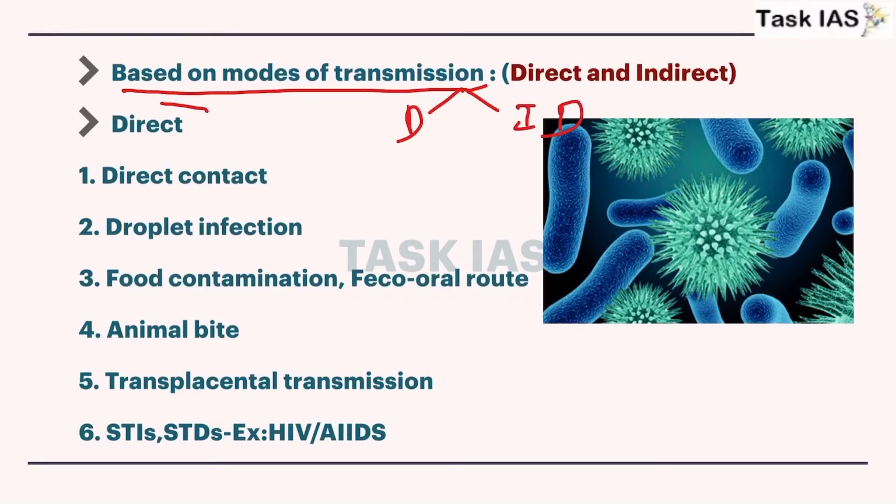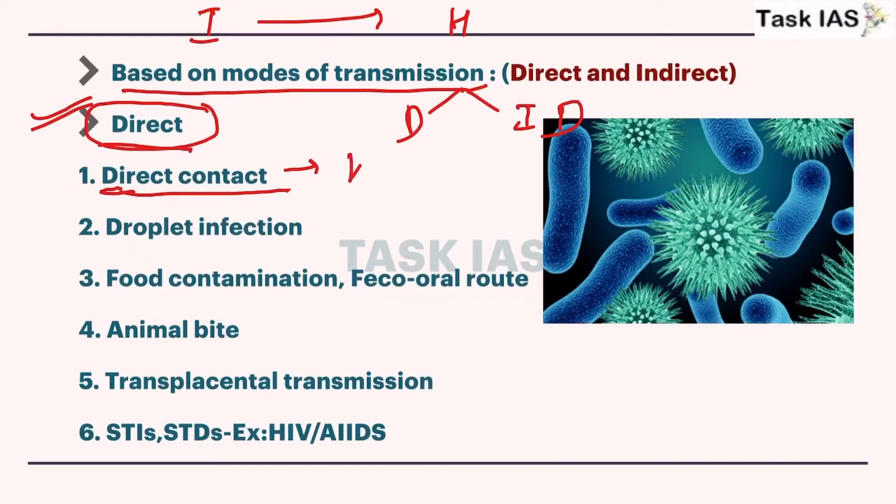How will direct transmission happen? Here we are discussing how the carrier of disease will transfer from an infected person to a healthy person. So we are discussing the direct mode. In direct mode, first is direct contact, that means handshaking or direct touch of two individuals is included.